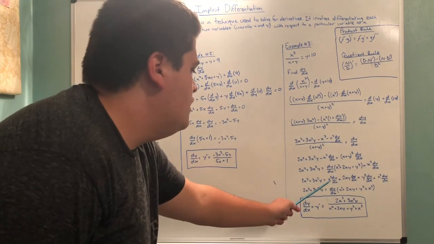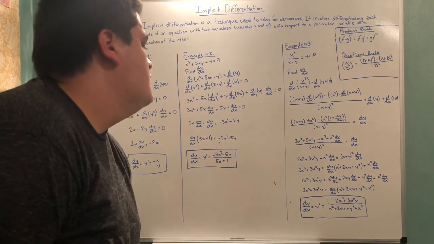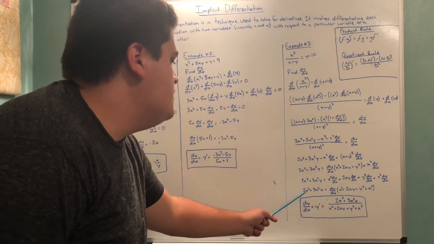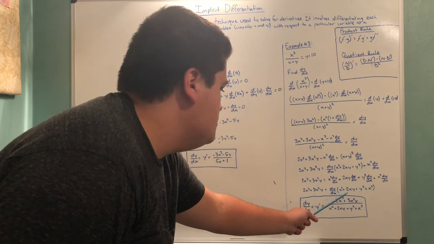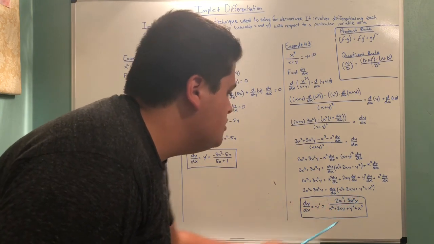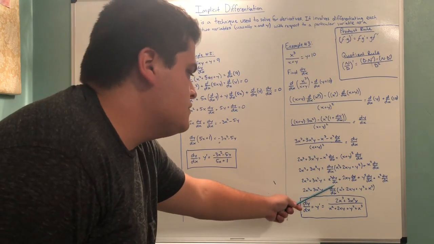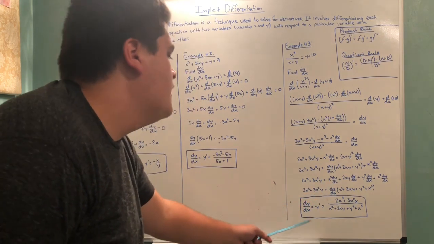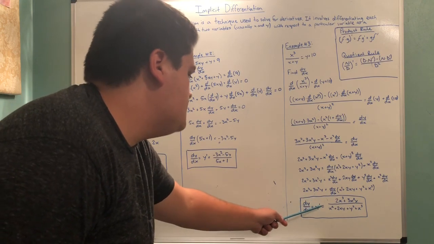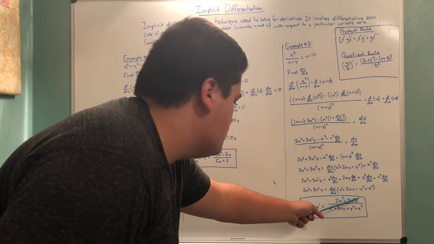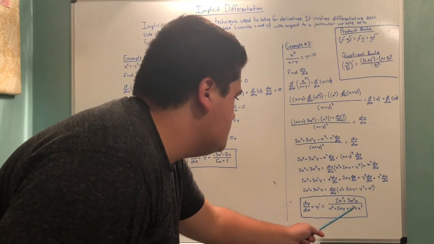Now we can pull a dy/dx out because it is in each of these terms. So doing this, we have 2x cubed plus 3x squared y is equal to dy/dx times (x squared plus 2xy plus y squared plus x cubed). And now we can divide by this term, and this will leave us with just our dy/dx. So our dy/dx is equal to y prime, the first derivative of y, which is equal to (2x cubed plus 3x squared y) over (x squared plus 2xy plus y squared plus x cubed).